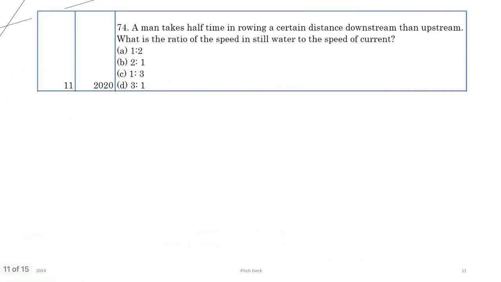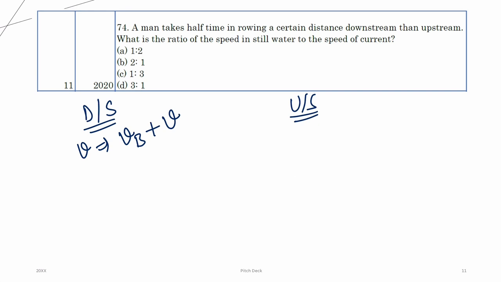Now moving on to the next part. A man takes half the time in rowing a certain distance downstream than upstream. So again, this is a concept of streams, downstream and upstream. In downstream, what is the speed of the boat normally? That is the speed of the boat in still water plus the stream, since the river is helping: VB plus VS. What is it in case of upstream? VB minus VS. This is what we have already learned in the theory video, right? I hope this part is clear.